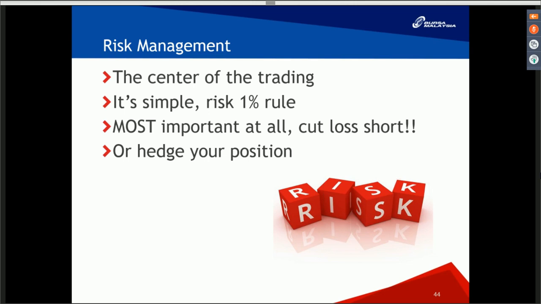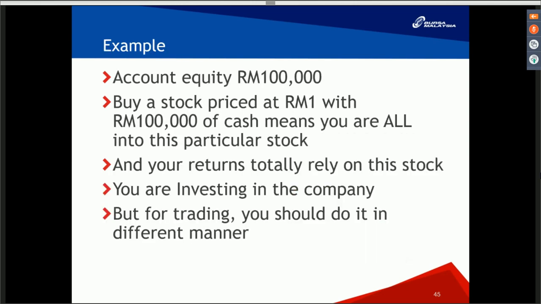I'm using a very simple way to apply this, using a risk 1% rule, and the most important thing is actually to cut loss. But how to cut loss, which is the 1% rule? Let's say, for example, you have 100,000 in your account, and you buy a stock priced at $1 or 1 ringgit, with cash, which means you risk all the money in this particular stock.